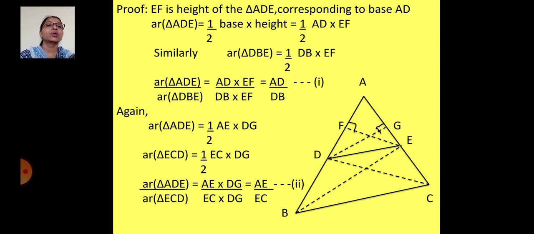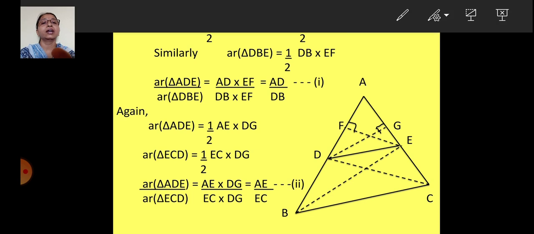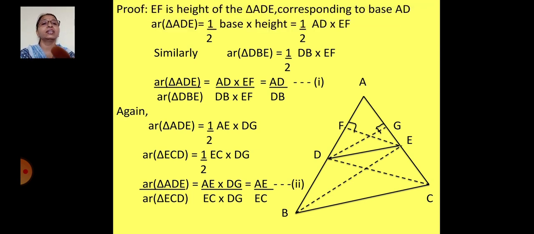Now children, you compare your equation 1 and 2, especially the left hand side. So what you will see, in the left hand side numerator in both places is area of triangle ADE, and in the second equation also the numerator is area of triangle ADE. So the numerators are same. Now let us see what are their denominators. Denominator of equation 1 is area of triangle DBE and here area of triangle ECD.